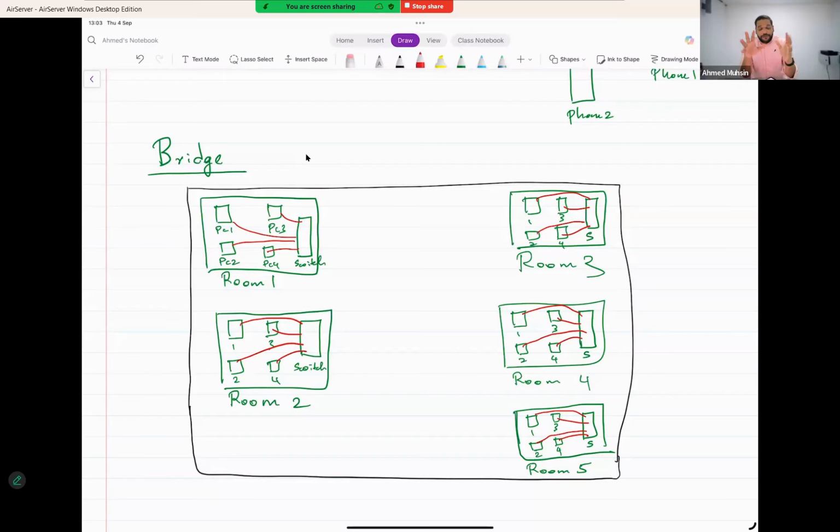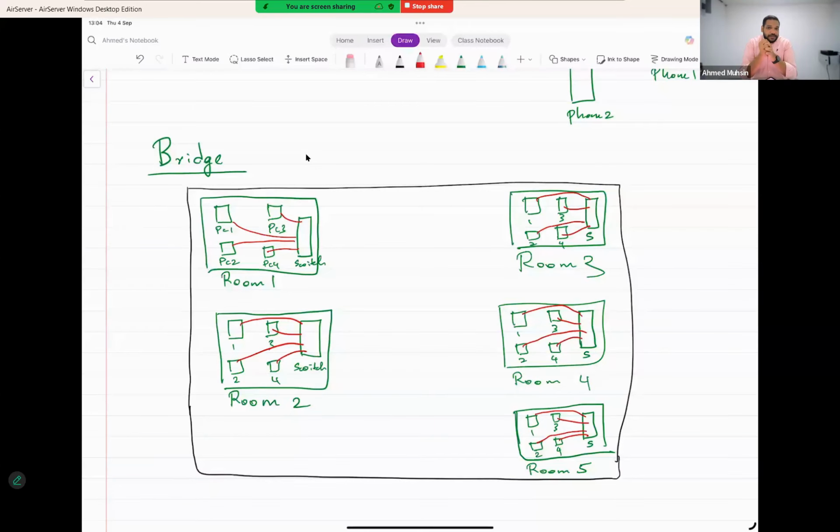Okay. So now you have 5 local area networks here. And your objective is, I want all these devices to be able to communicate with each other. Room 3 devices should be able to communicate with room 2. Room 4 should be able to communicate with room 1. They should all be basically able to communicate with each other. Is it clear?